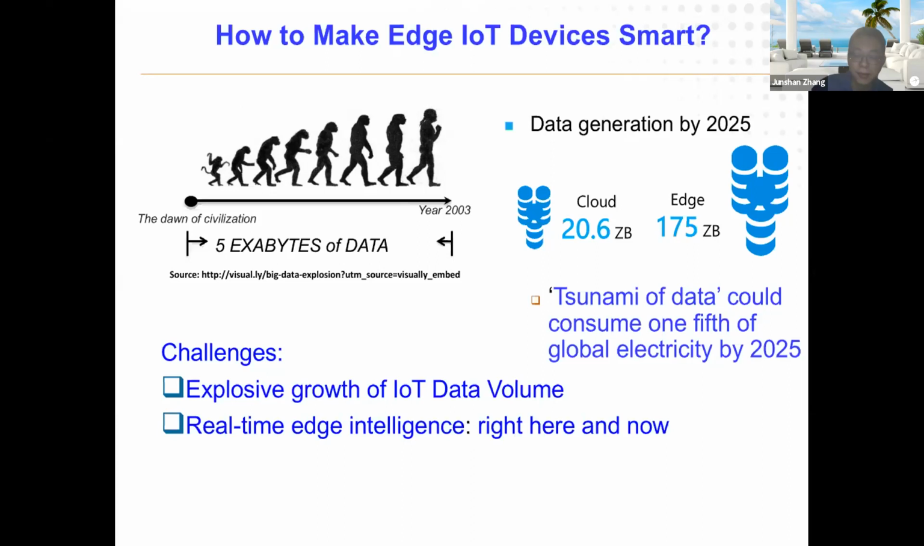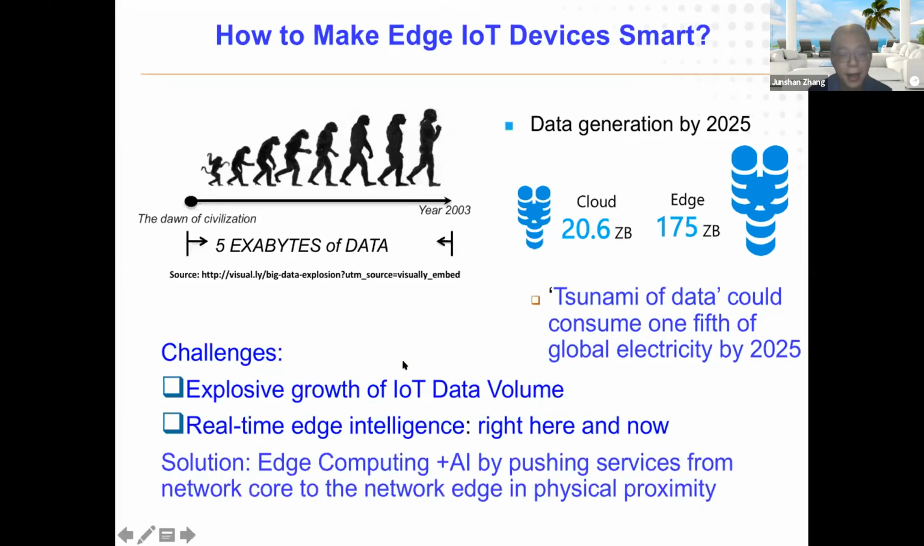So to tackle these challenges, a general consensus is we need to marry edge compute and AI, in a sense of pushing services that used to be done at the cloud, at the network core, to the network edge in the physical proximity of these IoT devices.